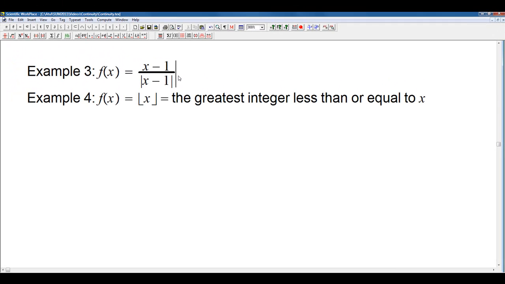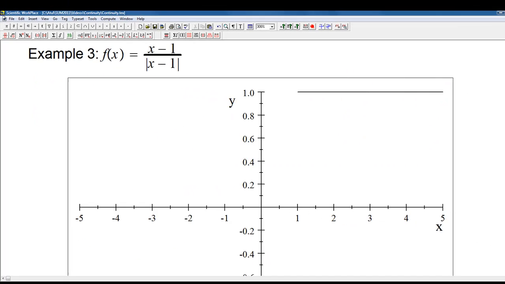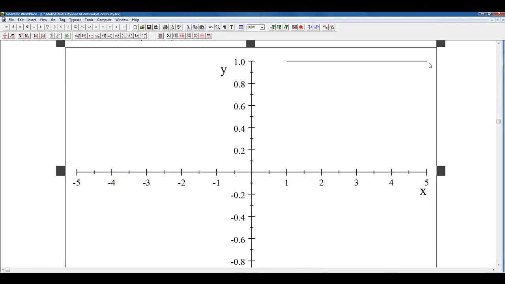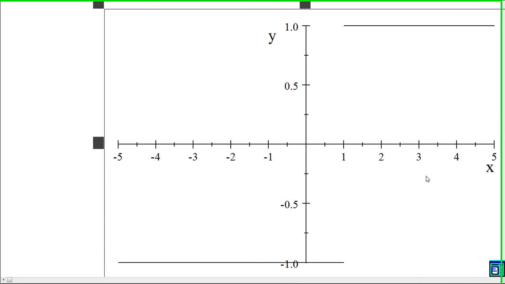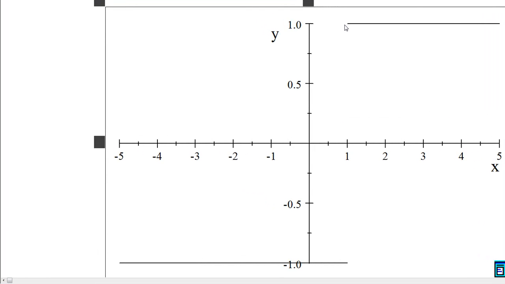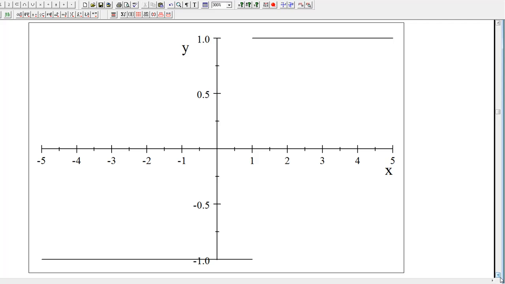Let's look at another one, say right here. In this one, we expect a discontinuity at x equals 1 because the function is not defined there. And indeed, there is a discontinuity at x equals 1. You can see that there is a big break in the graph. On the right of 1 it is 1, and on the left it is -1, and we can add two little circles here to show that there will be holes at these points.